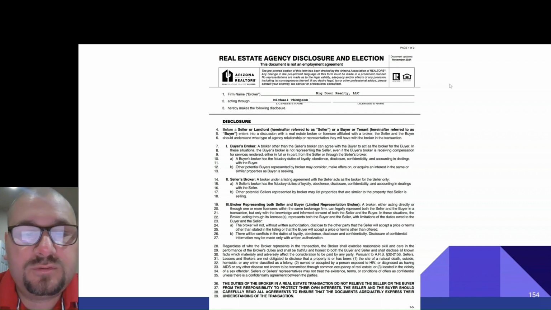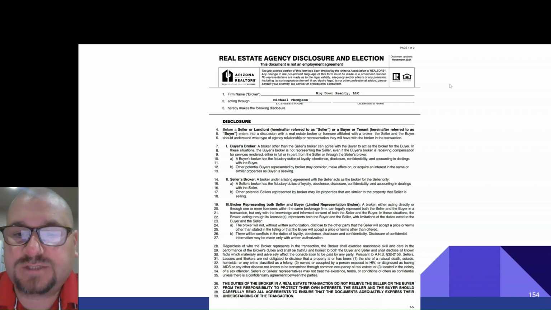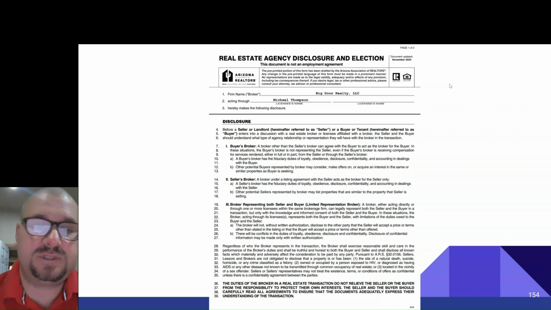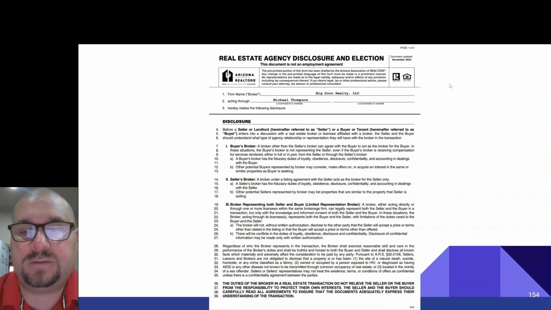Regardless of who the broker represents in the transaction, the broker shall exercise reasonable skill and care in the performance of the broker's duties, and shall be truthful and honest to both the buyer and seller, and shall disclose all known facts which materially and adversely affect the consideration to be paid by any party, pursuant to ARS 32-2156.